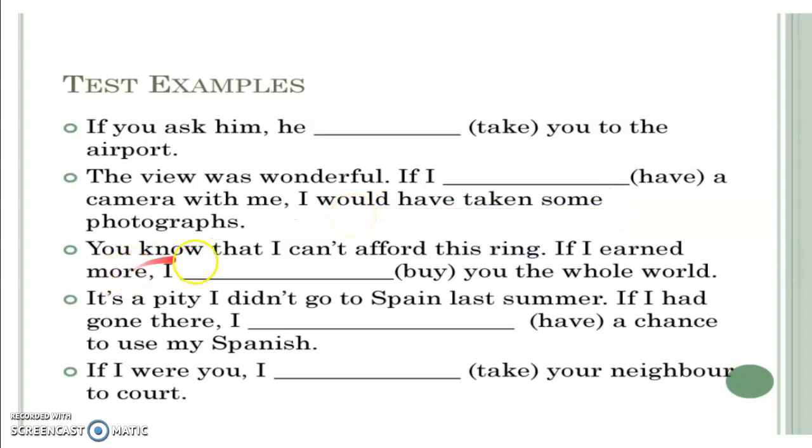طيب question number 3, you know that I can't afford this ring. ما اقدرش ادفع ثمن الرينج ده. if I earned يبقى ده situation impossible in the future. تمام، if I earned more yeah guys I would buy you the whole world.